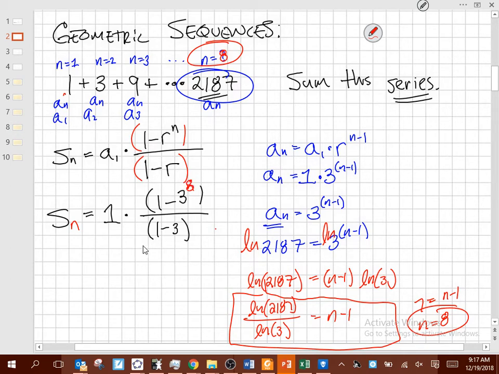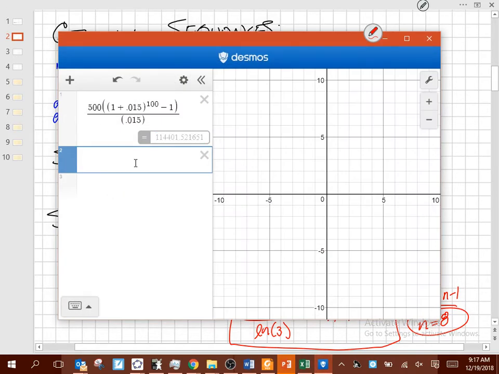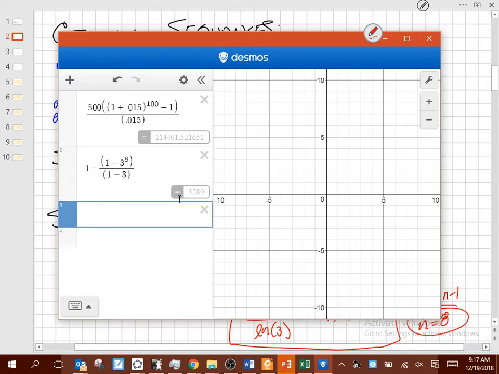All right. So then doing that, grab calculator. I'm going to type in 1 times, was it 1 minus r to the 8th, and we'll divide that then by 1 minus r. And we see that we get 3280. 3280 as the sum of those first 8 objects in that list. Is that okay?